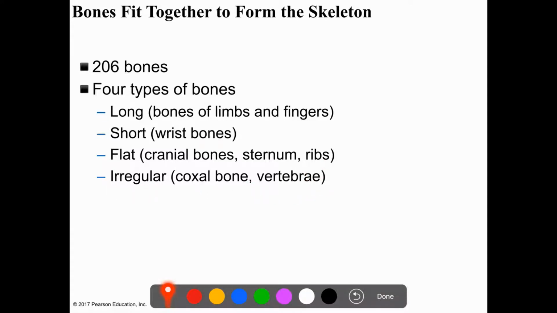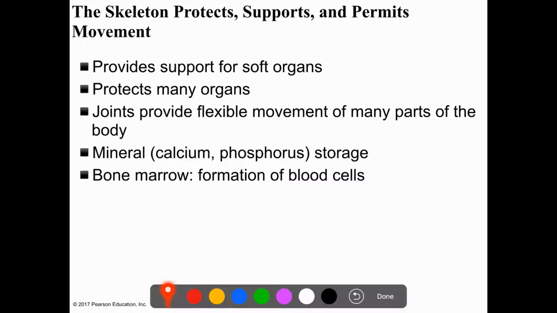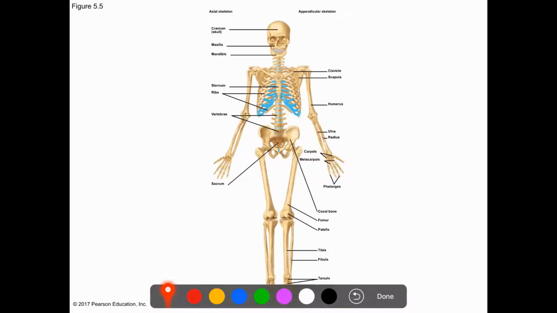Now, as we mentioned earlier, the functions of the bones: they provide support, they protect, and the joints formed by joining two bones provide flexible movement. Also, they preserve calcium and phosphorus, and the bone marrow is important in the formation of blood cells. So all of these are general functions of the skeleton.